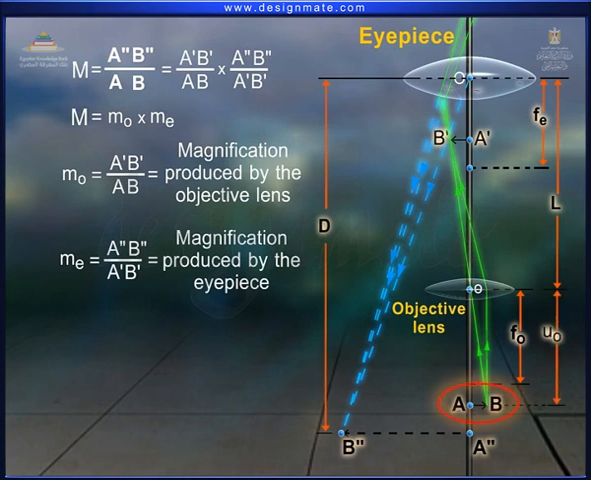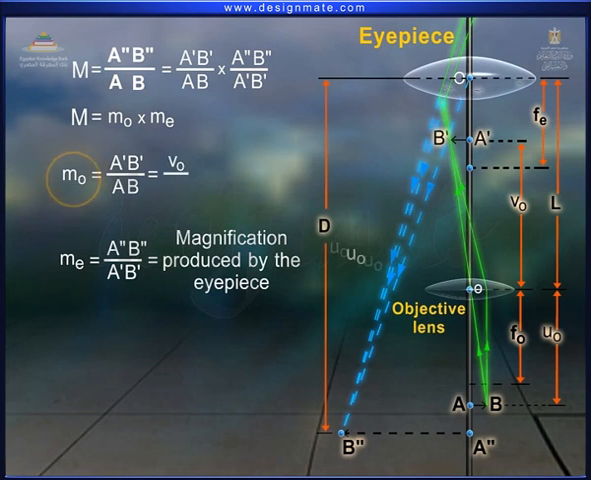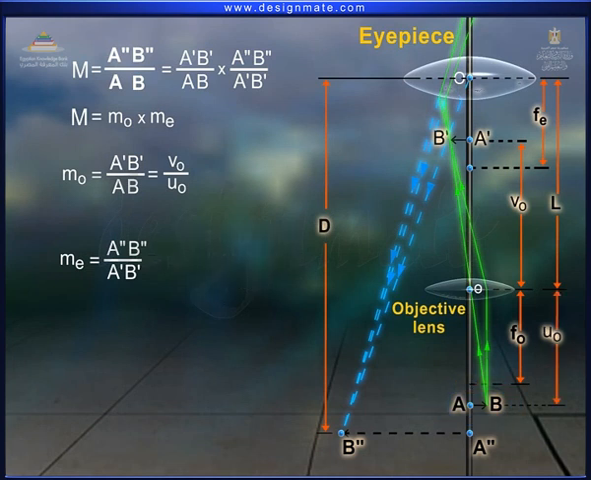Now, if UO is the distance of the object AB from the objective, and VO is the distance of image A dash B dash from the objective, then the magnification MO equals VO over UO. In practice, object AB is placed just outside the focus of the objective, so the distance UO is nearly equal to FO. Since the focal length of an eye lens is small and the distance of the image A dash B dash from the objective is nearly equal to the length of the microscope tube, VO is nearly equal to L. Therefore, the magnification of the objective is given by MO equals L over FO.